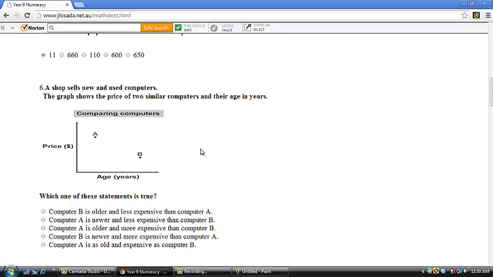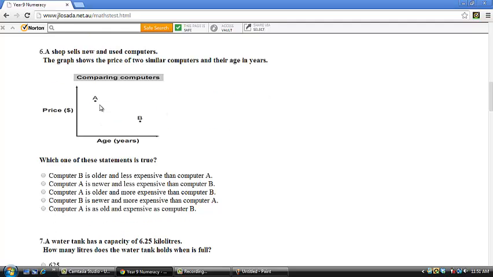Now for question 6 we have a shop sells new and used computers. The graph shows the price of 2 similar computers and their age in years. By looking at the graph we can see that computer B is older and also cheaper, while computer A is younger or newer and the price is higher. We have, for the first item, computer B is older and less expensive than computer A, which is true, so that's our correct answer.